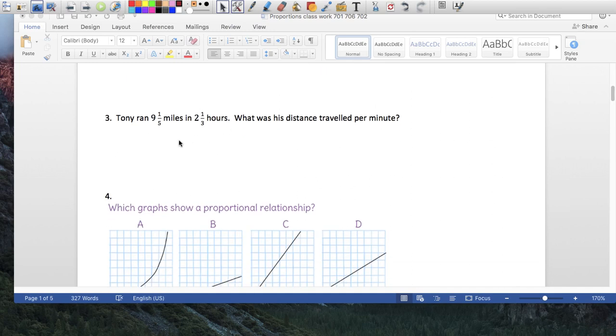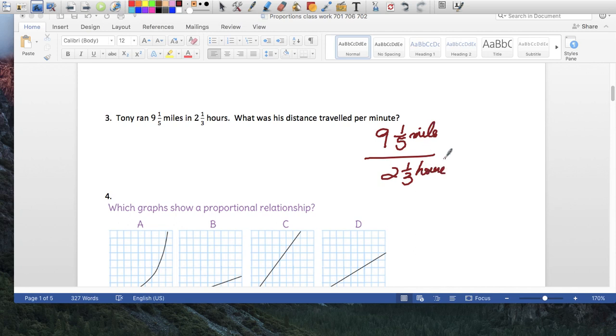Tony ran 9 1/5 miles in 2 1/3 hours. What was his distance traveled per minute? Ooh. So let's change this. There's so many ways you can do this, and I'm just gonna do it. Let's say it's 9 1/5 miles, right? And he ran that in 2 1/3 hours.